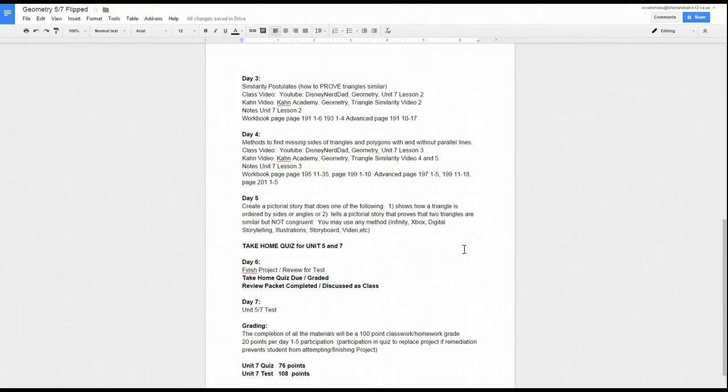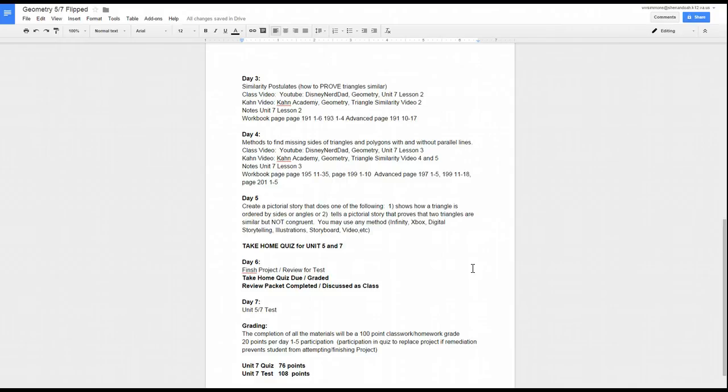Okay, we're going to be completing the notes for Unit 5 and 7. Again, we're talking about how to find information given that things are similar. And like I said, I call this the proportionality chapter. So we're on day 4, and we've got the notes for Unit 7-3. And we're going to look at the workbook pages on 195 and 199.